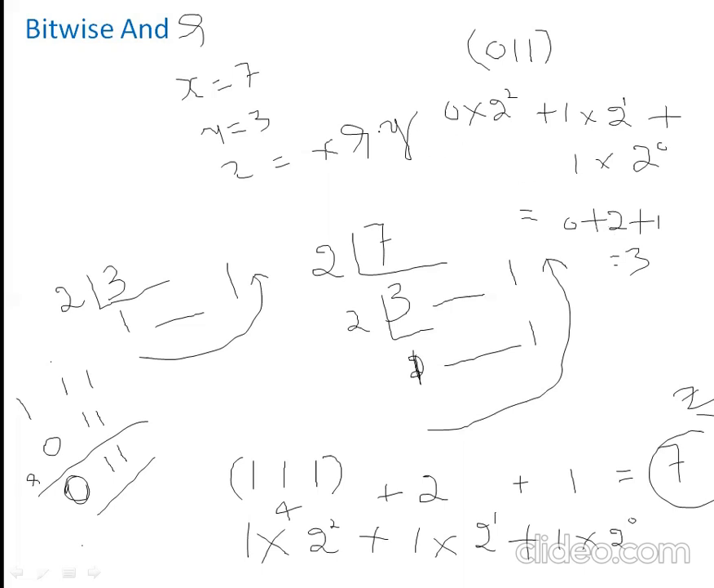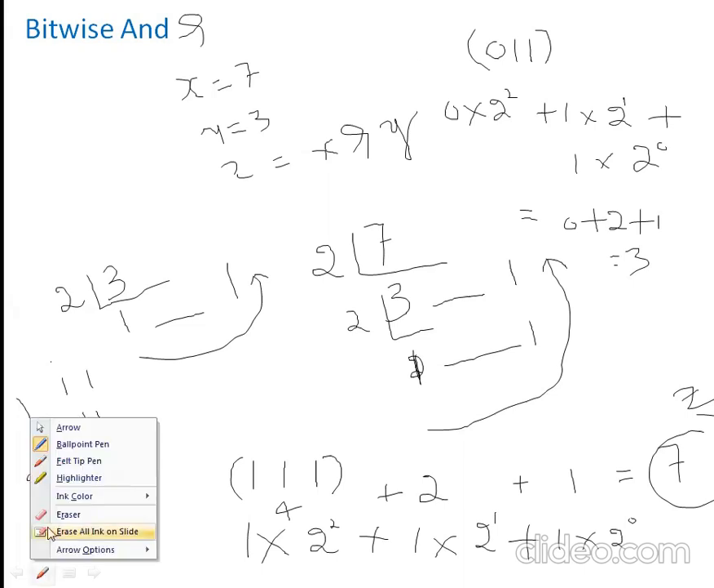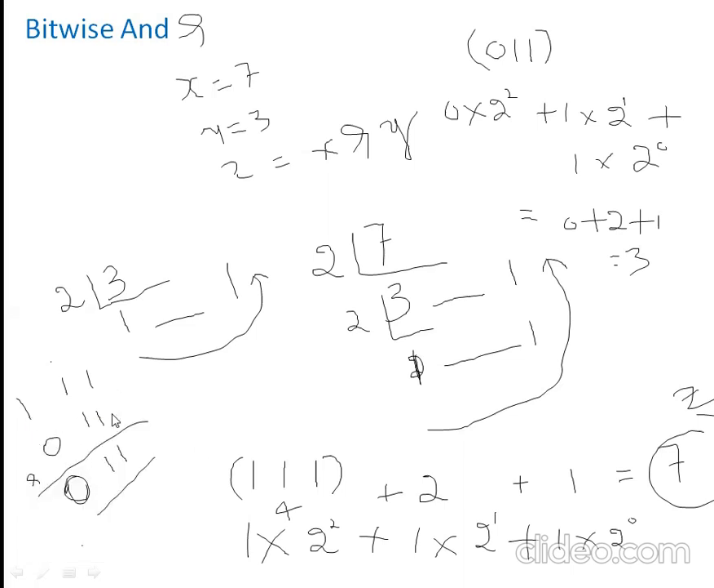Yes, sir. First, the value of x we have converted into bits. Then the value of y we have converted into bits. After converting both, we performed a logical AND operation on the bit values. The resultant bit value we converted again to decimal form, and whatever result we get, that will be the value of z.